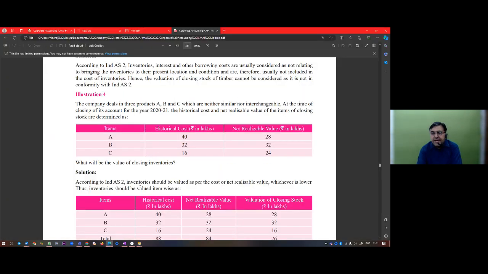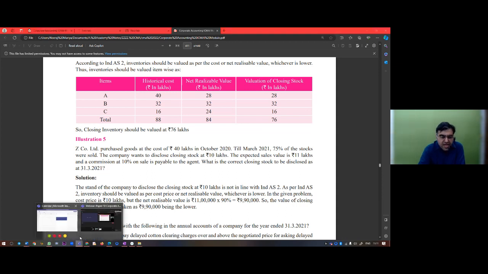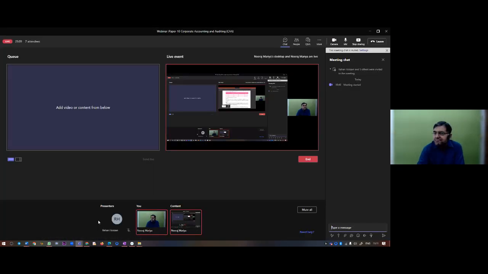In such a short span, we were able to do 4 illustrations. After a few minutes we'll be starting with the main topic. Good morning, everyone.